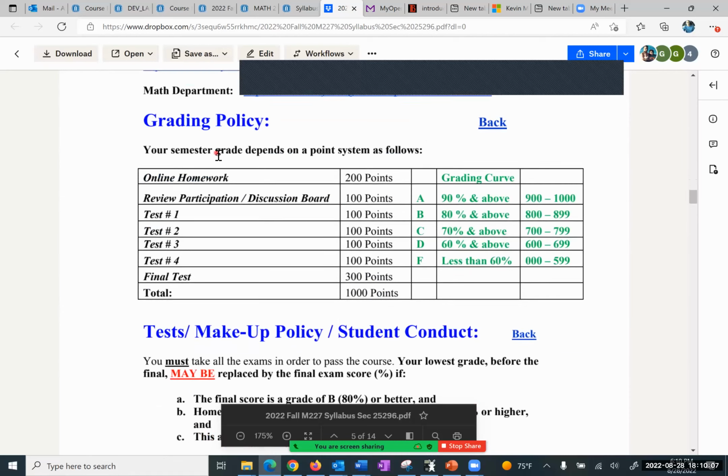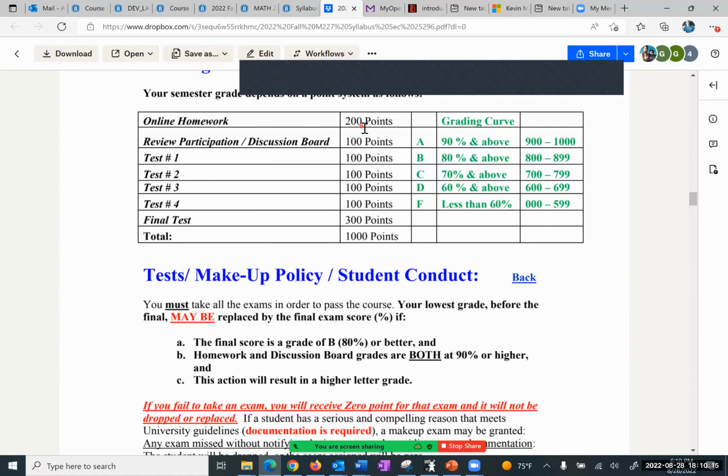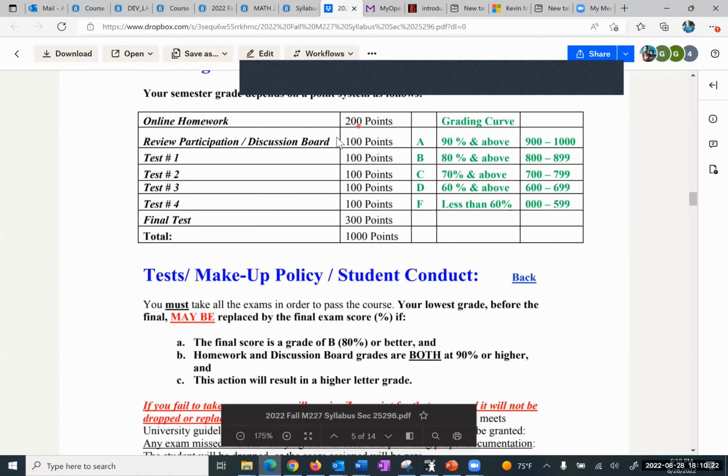As far as the grading policy is concerned, we have homework worth 200 points. And as long as it's done before the due date, sky is the limit. You can take as much time as you need. And that's why in the past, most students have received at least 90 to 95% on that.